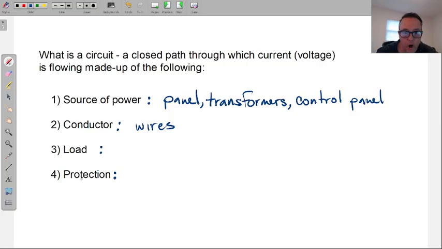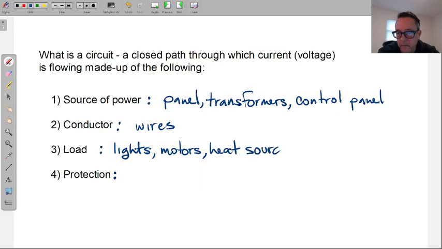So loads, just to put some examples of ones that are definitely going to be around, are lights. Definitely lights. We have motors. We have heat sources. Things like heaters, heating elements for restaurant equipment, heating elements for heating a building, heating elements for heating up water in machinery, all kinds of heating sources. These are all the things that we use electricity for.